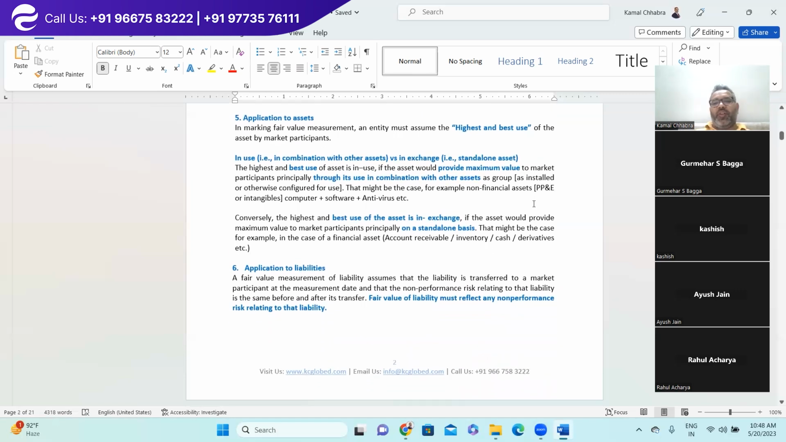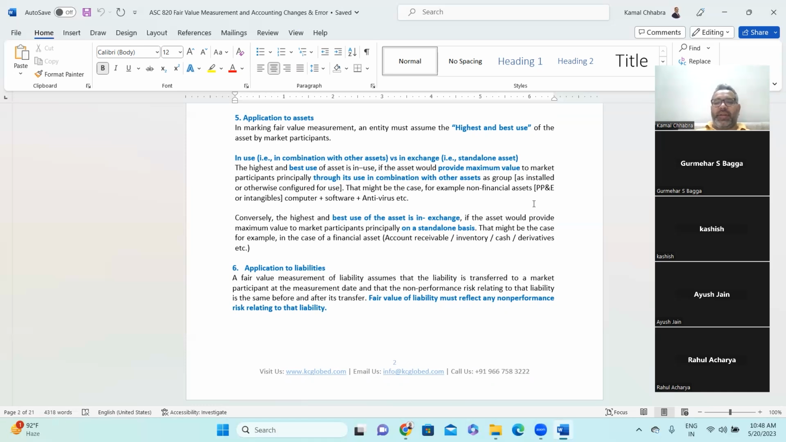In making the fair value measurement, an entity must assume the highest and best use of the asset by market participants. So it can be in use, or it can be, you can say, in exchange. When we say the word use, that means it is in combination with other assets. And when we say in exchange, it is generally considered as a standalone asset.